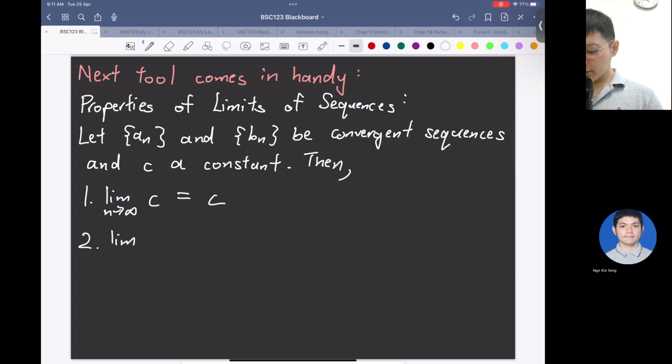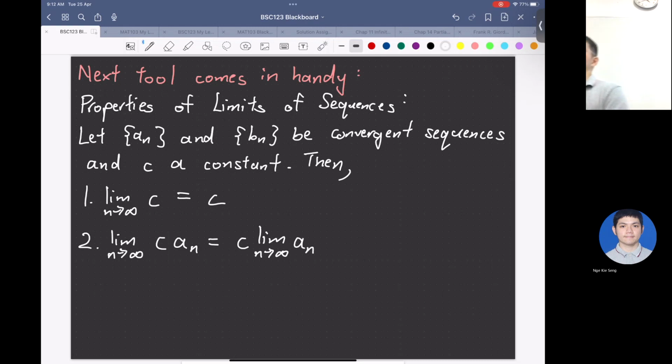How about next? Let's say you know a sequence converges. You take any sequence you can imagine, and then you multiply a number to all of its terms. Then you can ask, what's the limit of this new sequence? It will be just C times the original limit.